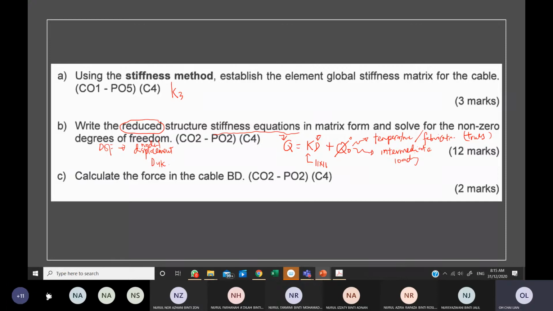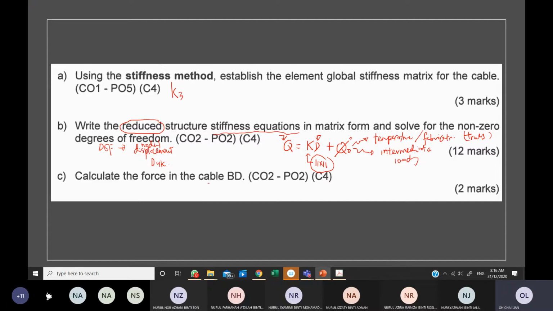But you just need to write part of it and solve for the unknown displacement. So we will see how many unknown displacements there are, then the size will be that number. If there are 3 unknown displacements, the size of the reduced stiffness matrix should be 3 times 3, for example. Then we need to calculate the force in the cable BD.